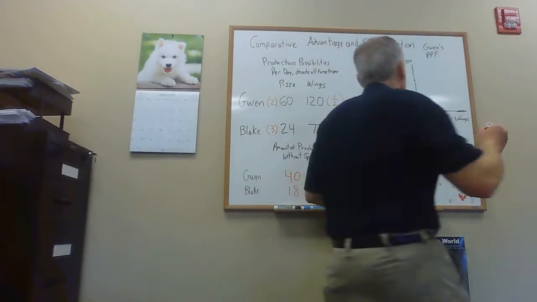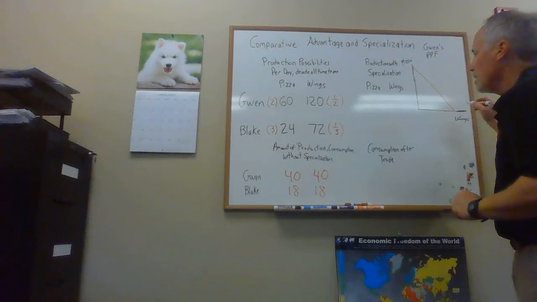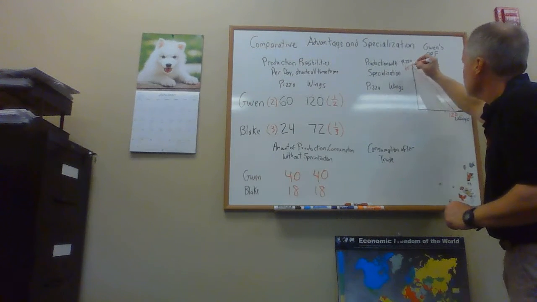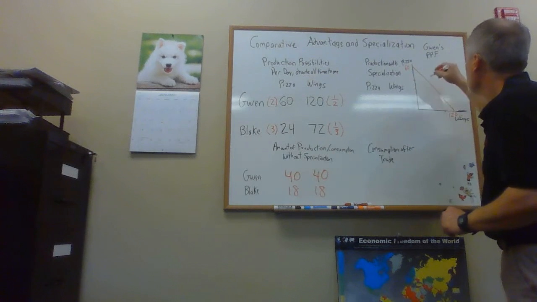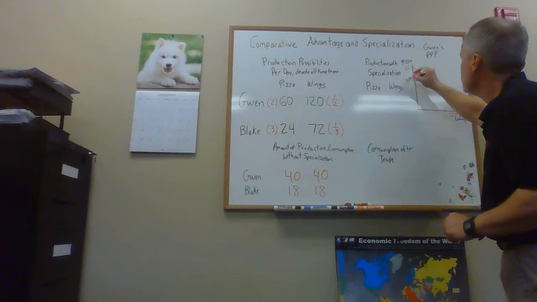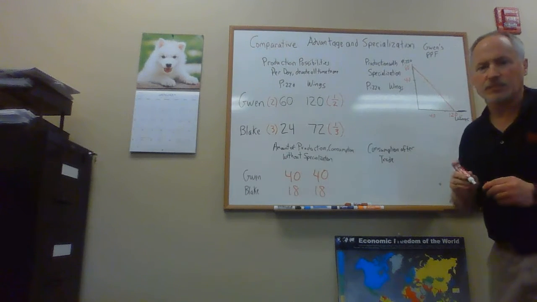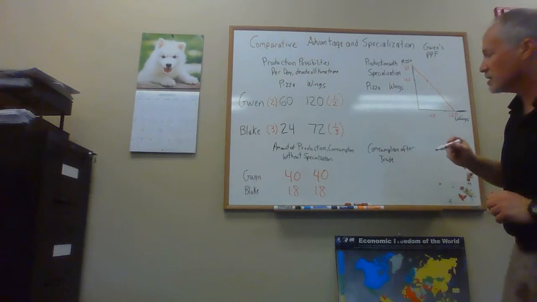So if we come over here and look at Gwen's PPF, it would be 120 wings, 60 pizzas, and she'd be making a point up here where she's at 40 pizzas and 40 wings. So that's where she would be at without specialization and trade.